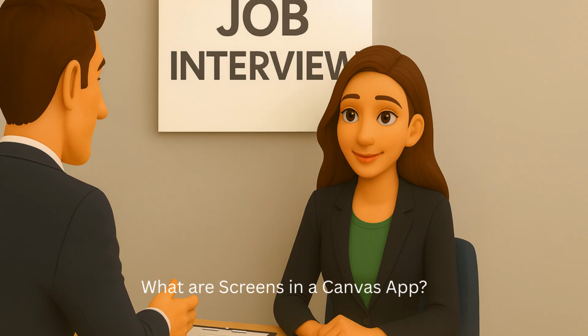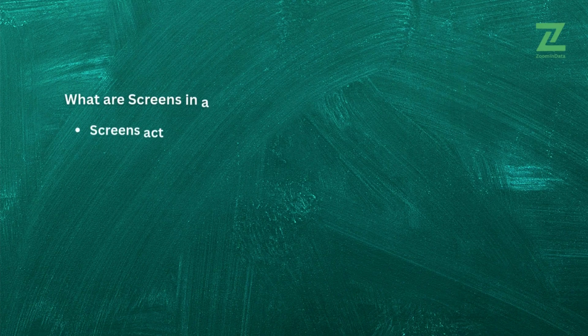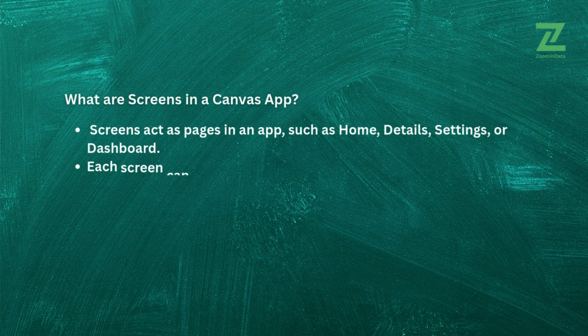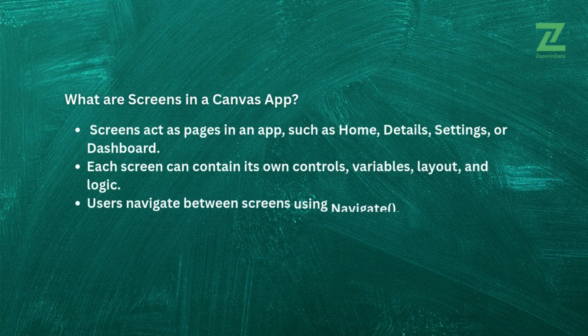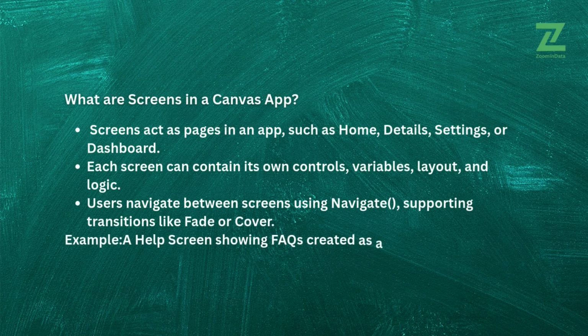What are screens in a Canvas app? Screens act as pages in an app, such as Home, Details, Settings, or Dashboard. Each screen can contain its own controls, variables, layout, and logic. Users navigate between screens using Navigate, supporting transitions like fade or cover. Example: a help screen showing FAQs created as a separate screen connected via a button.